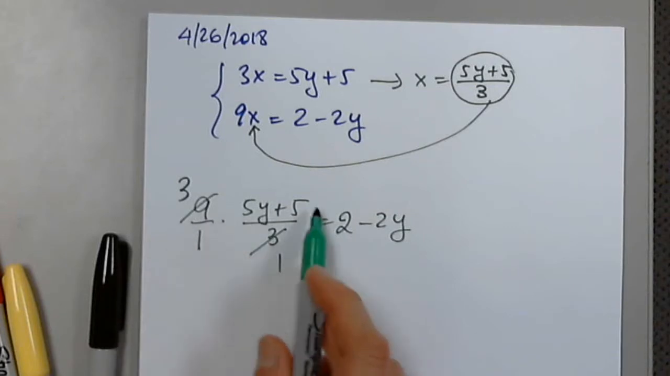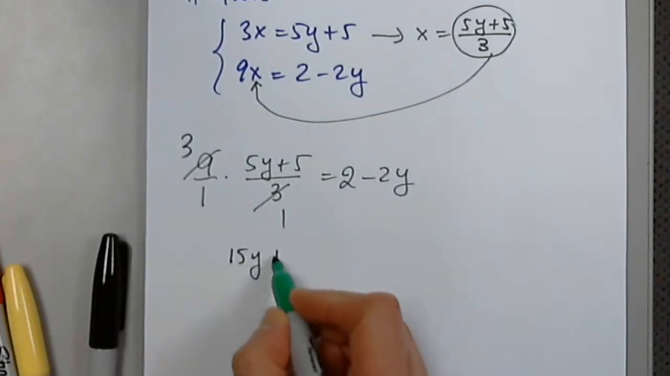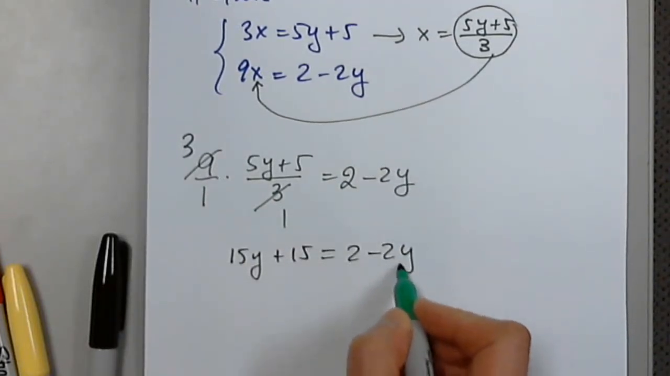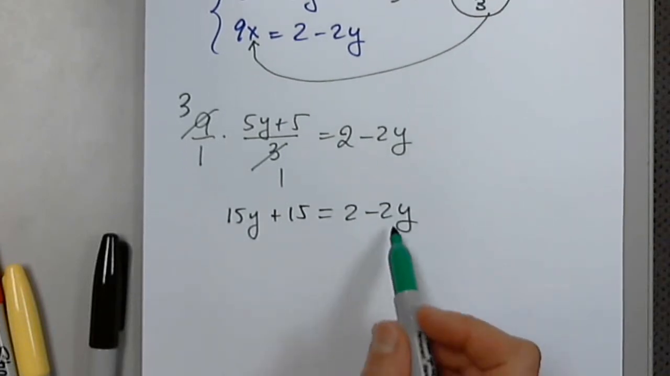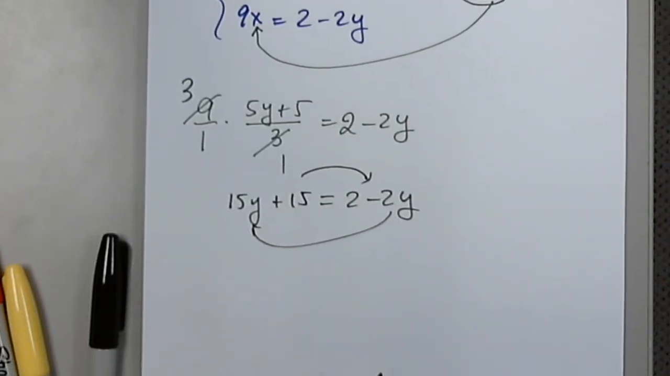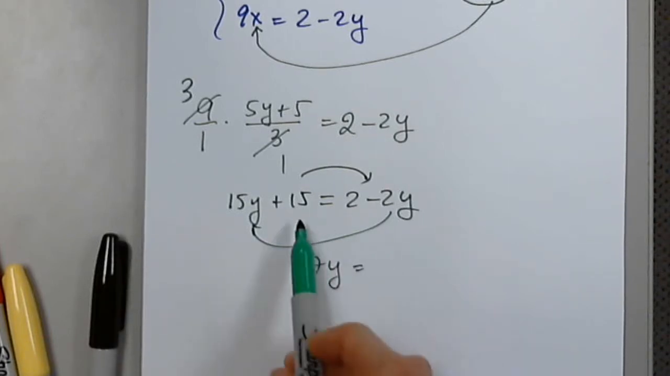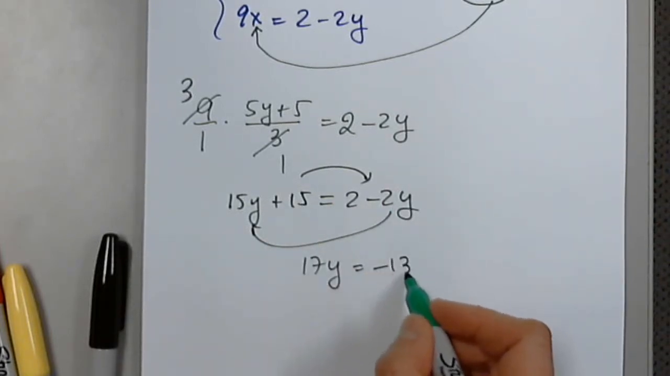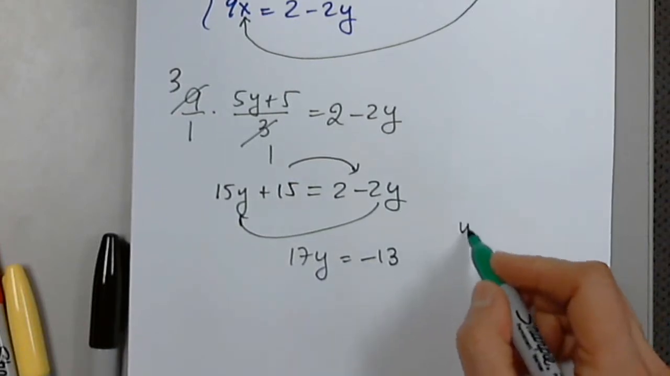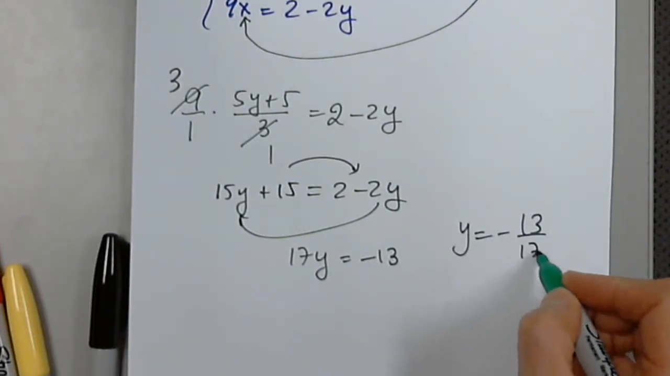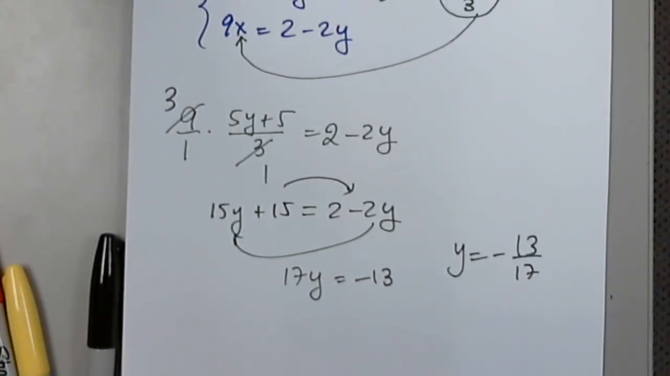Now I have to distribute the 3. So I have 15y plus 15 equals 2 minus 2y. Then I move the y and I move the 15. So when I add 2y, I have 17y. When I subtract 15, I have negative 13. Indeed, it's an ugly looking solution, but I have no choice. That's what it is. I will go back and check. There's no worries for now.